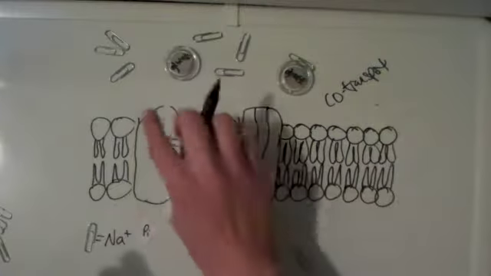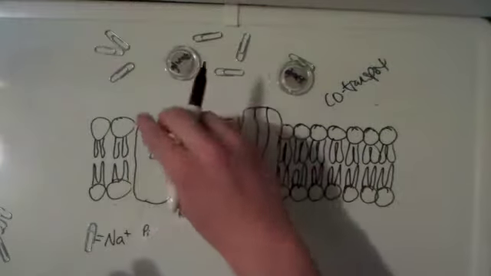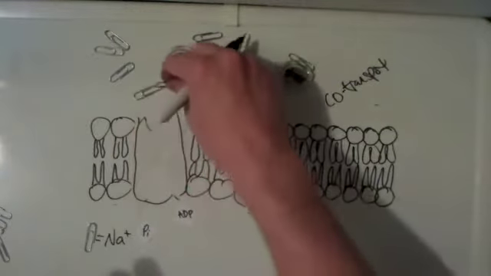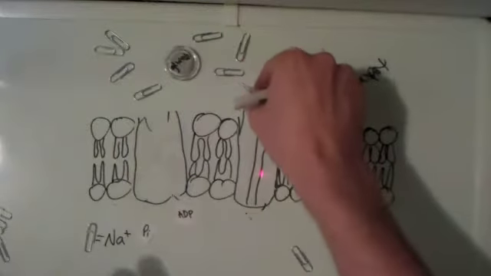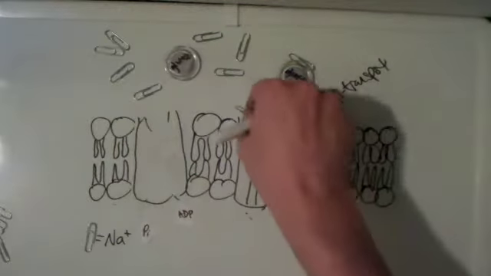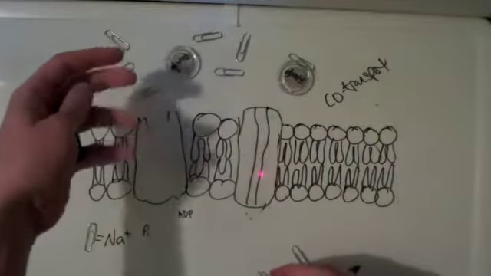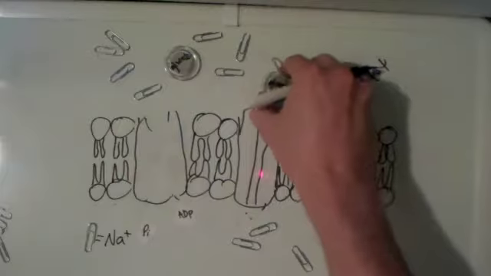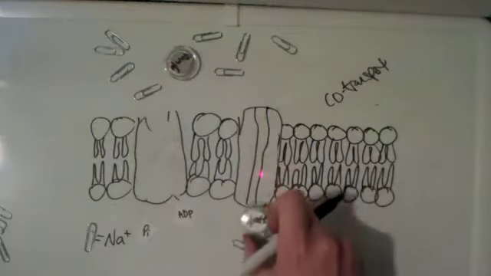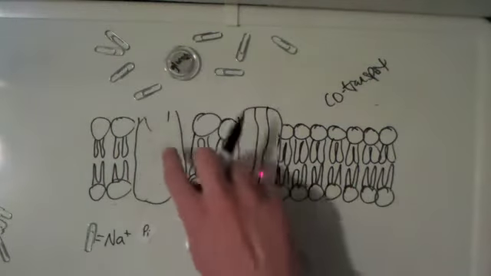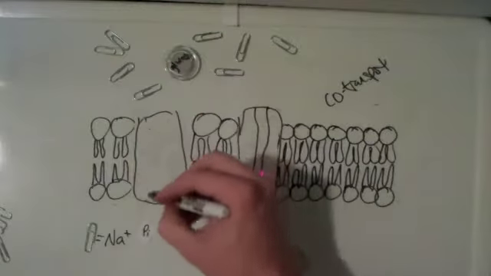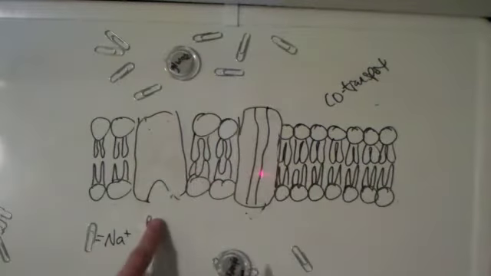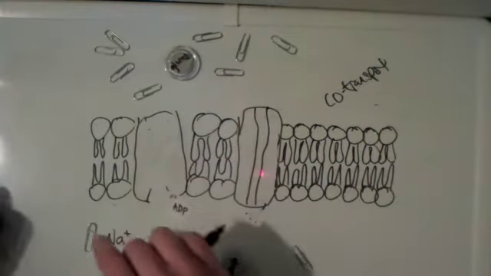This guy closes, opens up, shoots these guys out. They're going to come back down their concentration gradient. They want to be on this side because there's too much sodium over here. So these guys are going to fall down here, and when they do, they're going to drag this glucose with it. This is going to close back up. It's going to open. ATP, inorganic phosphate, is going to phosphorylate, cause a conformation change.